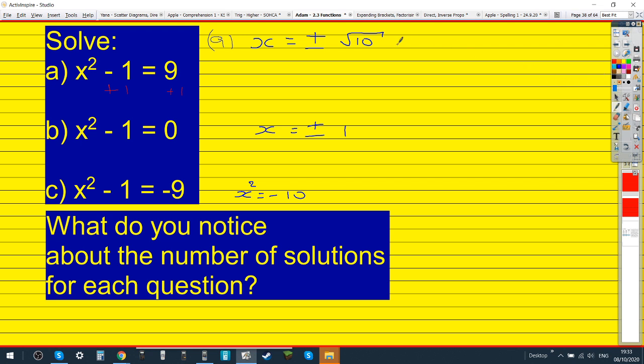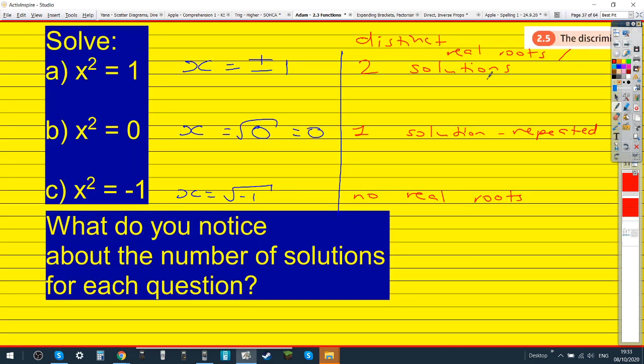So how many answers were there for each of these? There were 2 for the first one, 1 for the second one, and 0. I think there were 2 for the second one, plus or minus 1. Oh yeah, there's 2. And so when do you get 2 solutions? When do you get no solutions? When do you get exactly 1 solution? You get 2 solutions when the number's greater than 0. You get 1 solution when it's equal to 0. And then no solutions if it's less than 0.